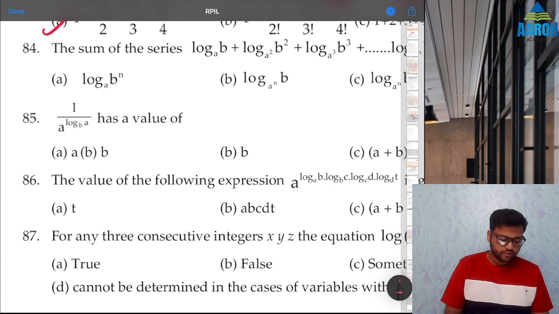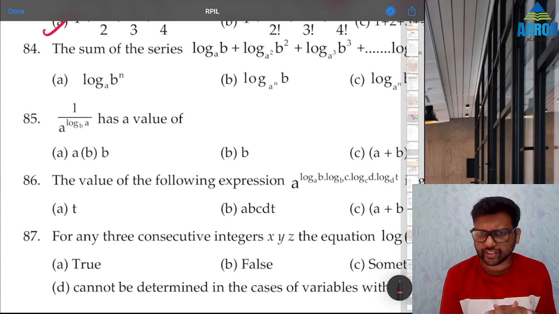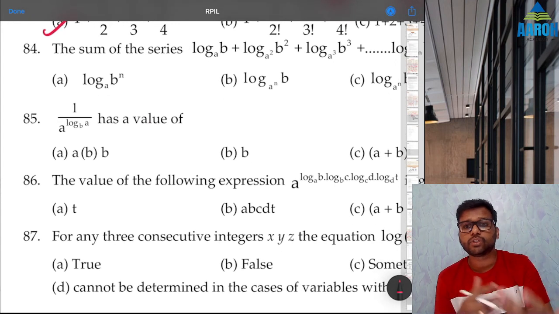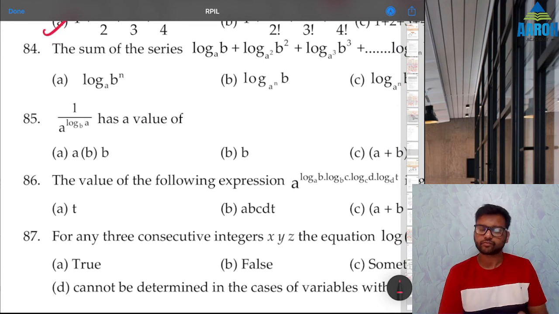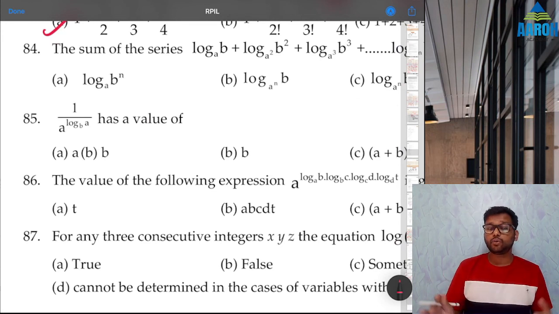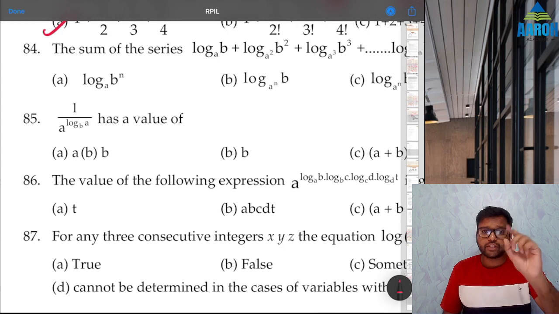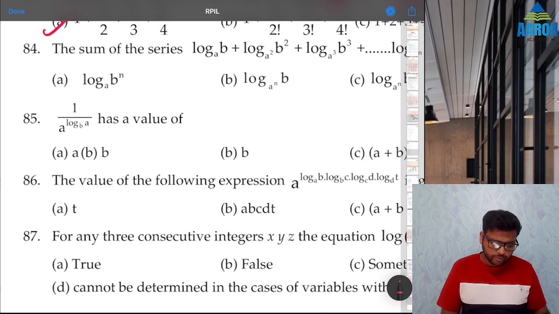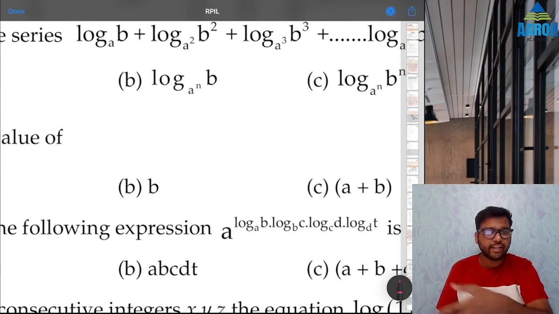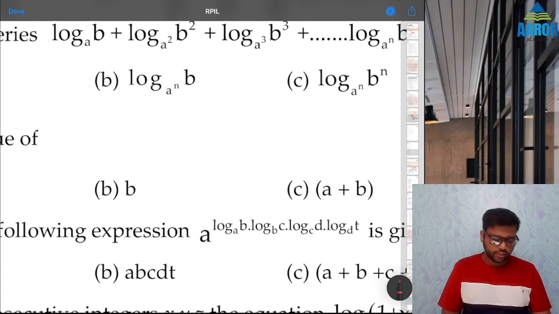84th is again a good question. The sum of this series is what? Log b to base a plus log b square to base a square plus log b cube to base a cube, and so on. Like I said, don't get confused. Whenever you see different bases, the first thing is change of base. Because the base is not the same: a square, a cube, right? So let's do change of base.